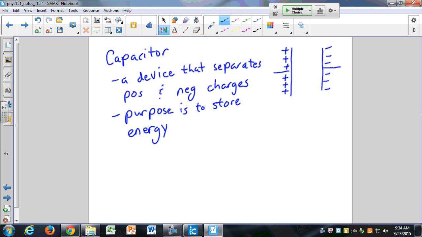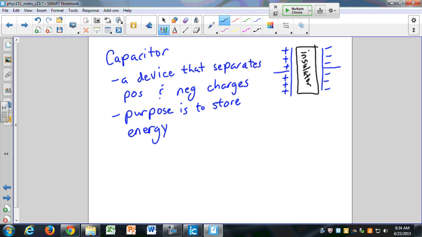Usually these things, I'll show you a video in just a few minutes, but usually these things are separated by an insulator. And that prevents the charges from traveling from one side to the other. So if you have these 2 metal plates, the tendency would be for these charges to jump across if they could, but if they're separated by an insulator, those charges can't jump across that space. I'll show you how they look in a circuit.